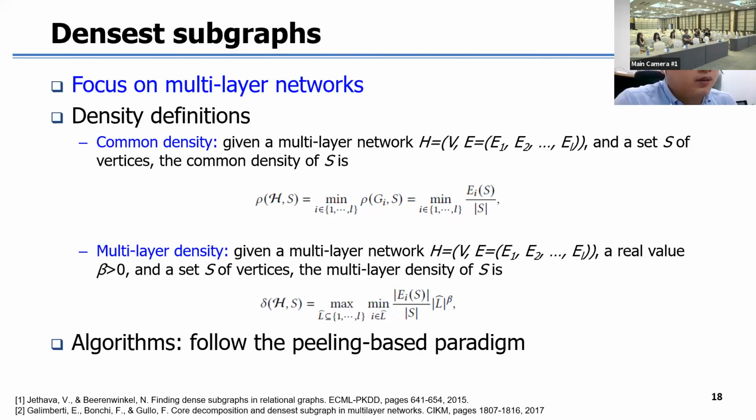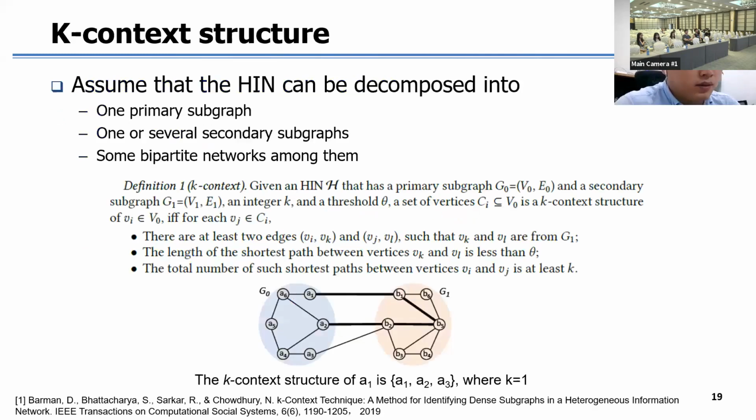The last model I would like to introduce is called the K-context structure, which assumes that the HIN can be decomposed into one primary subgraph and several secondary subgraphs and some bipartite networks among them. So the K-context structure is essentially a set of vertices in the primary subgraph, such that for each pair of them, they are connected via the secondary subgraph, the length of the shortest path between them is not very large, and the total number of shortest paths between them is at least some value.